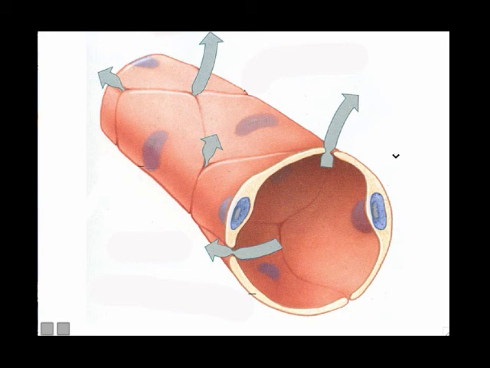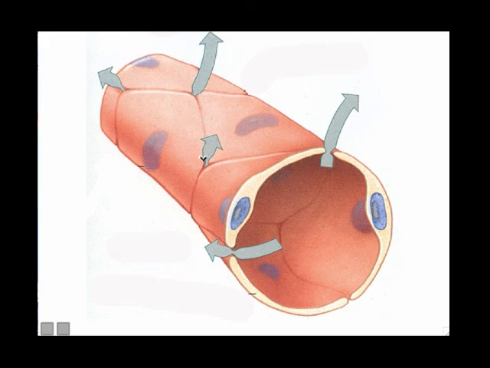The wall of the capillary is so thin that some substances can diffuse right through the wall of the capillary. Oxygen's an example. The oxygen that's inside the blood can just diffuse directly through the cells of the wall of the capillary. Other substances are not able to diffuse through the cells that make up the wall of the capillary, but these other substances can still get in and out of the blood.